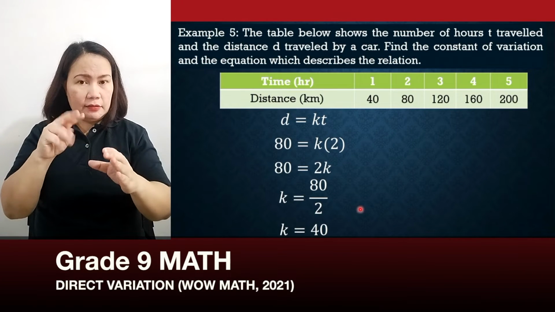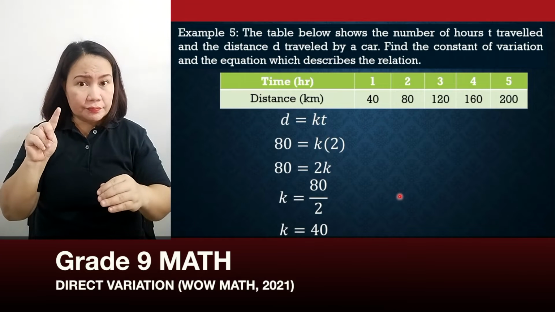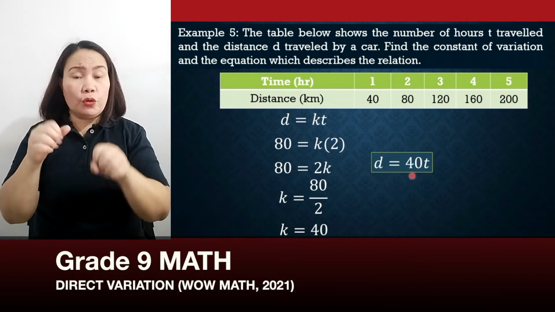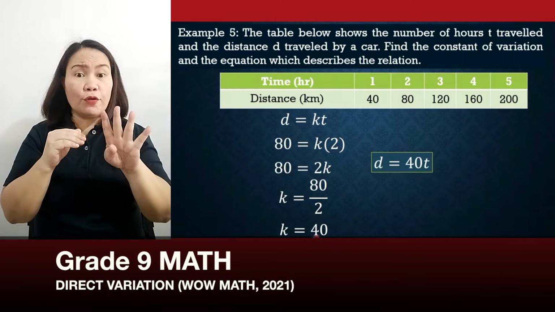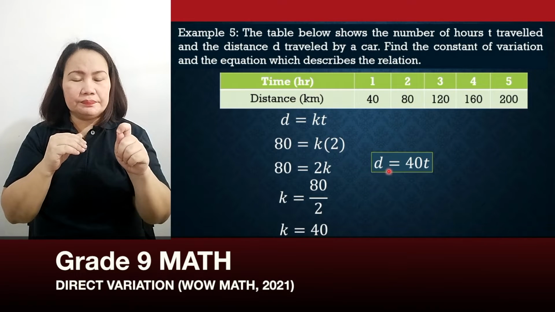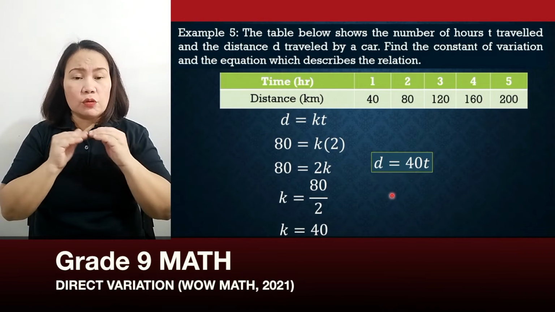Therefore, yung equation natin, babalik tayo dito. Ano yung equation natin? D is equal to 40. So, ito ang constant natin, 40. Tapos, yung equation natin ito. D is equal to 40.